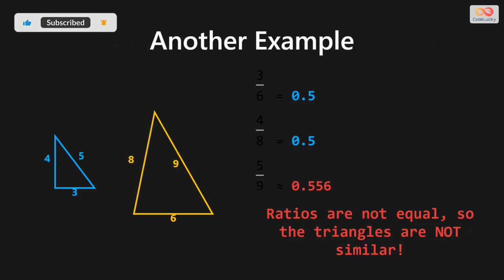Now consider another pair. The first triangle has sides 3, 4, and 5. The second has sides 6, 8, and 9. Let's check the ratios. 3 divided by 6 is 0.5. 4 divided by 8 is also 0.5. But 5 divided by 9 is about 0.556. Because this last ratio is different, the sides are not proportional, and therefore, these two triangles are not similar.